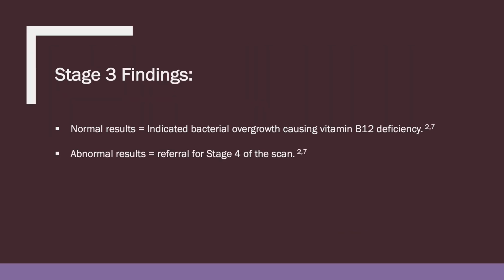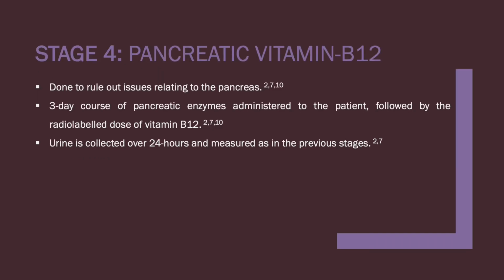Thus, if the results are normal, it indicates that there is bacterial overgrowth causing the vitamin B12 deficiency, but if the results are abnormal, stage 4 is indicated. Stage 4 is the pancreatic vitamin B12 stage. This is performed to rule out any issues relating to the pancreas.